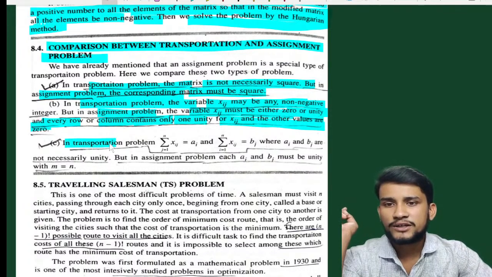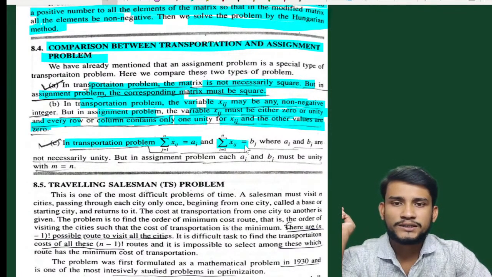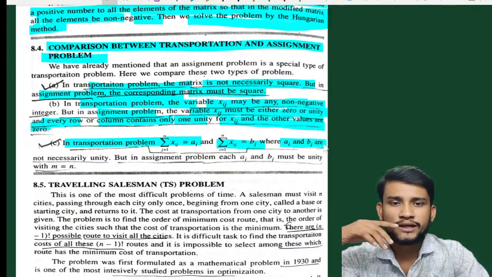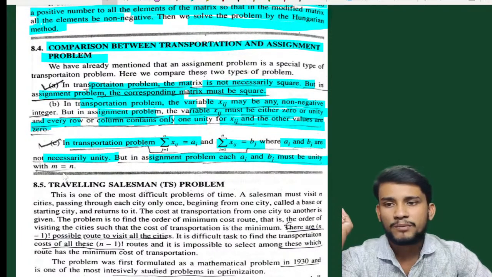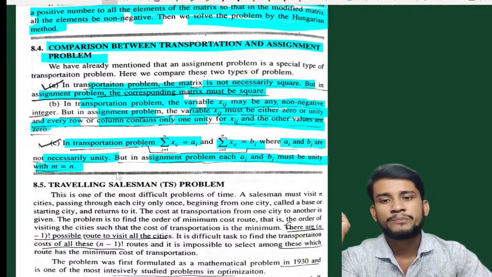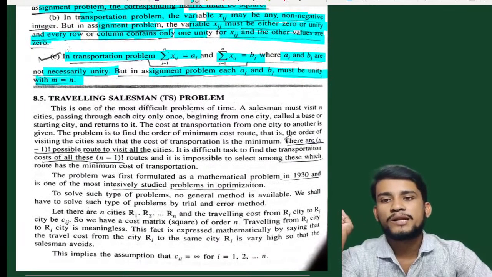In the transportation problem, the summation of xij equals ai and the summation of xij equals bi, where ai and bi are not necessarily unity. But in the assignment problem, each ai and bi must be unity, with m equal to n. Now we come to the traveling salesman problem.